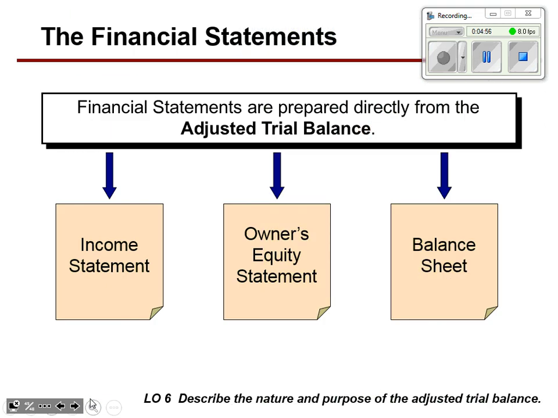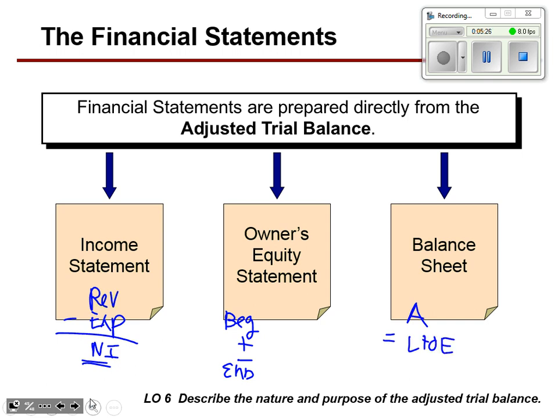Here's our 3 financial statements. They absolutely need to be done in this order. Income statement shows revenue minus expenses. Hopefully that yields a net income. Owner's equity is what we begin with, plus some stuff, minus some stuff to show what we end with. And then balance sheet is assets equal liabilities plus owner's equity vertically.